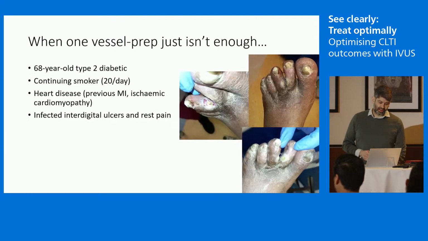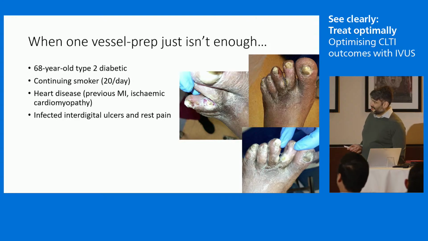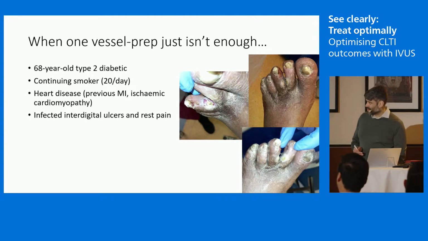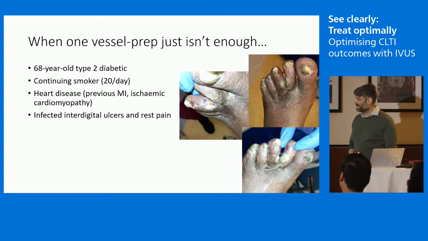One last case, so sometimes just one vessel prep isn't enough. This was a 68-year-old type 2 diabetic who was continuing to smoke, with a terrible history of heart disease, and presented to us with rest pain and these infected interdigital ulcers. And he essentially told me that he was not going to quit smoking. We had a long chat before the procedure, and he just said, look, this is one thing I enjoy left doing in my life, I'm not going to quit.